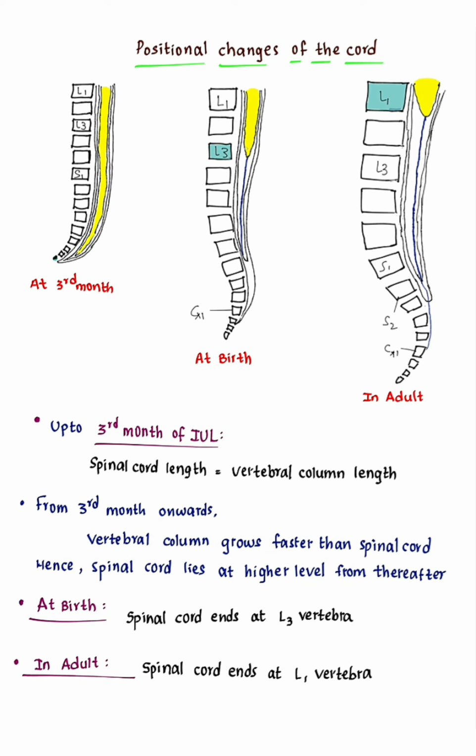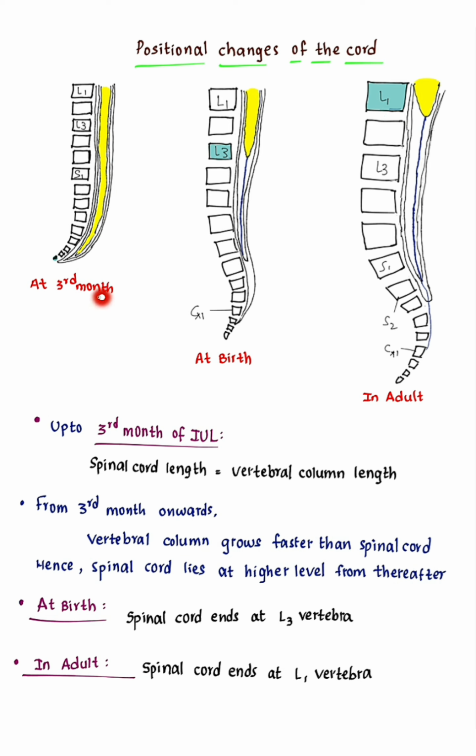From the third month onwards, the spinal cord lies at a higher level than the vertebral column because the vertebral column grows faster than the spinal cord. At birth, the spinal cord ends at L3 vertebra. In adults, the spinal cord ends at the lower border of L1 vertebra.